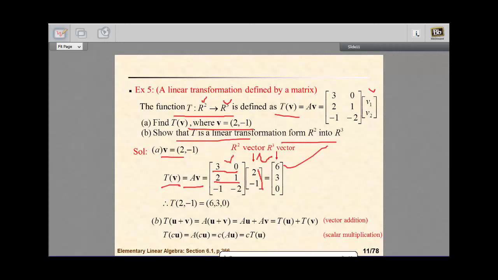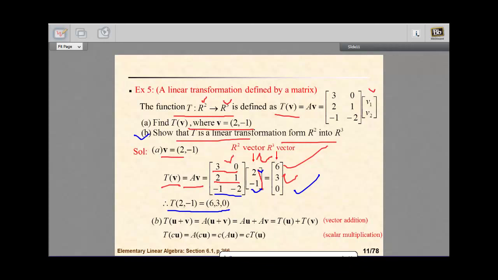After that, 2 multiplied by 1, 2 multiplied by 2 is 4, and 1 multiplied by 1 is minus 1, that will be equal to 3. And similarly, the next one will be minus 1 multiplied by 2, and then minus 2 multiplied by minus 1, that is equal to 0. So in this way we will show that. And lastly, we can say that the transformation of (2, -1) will be equal to (6, 3, 0).